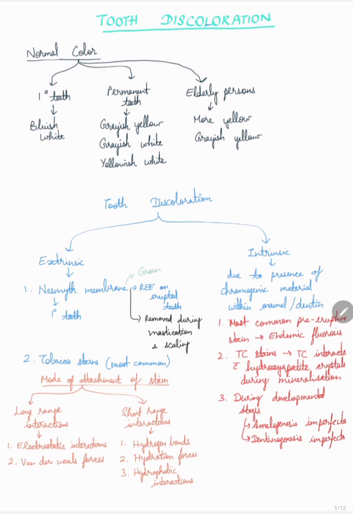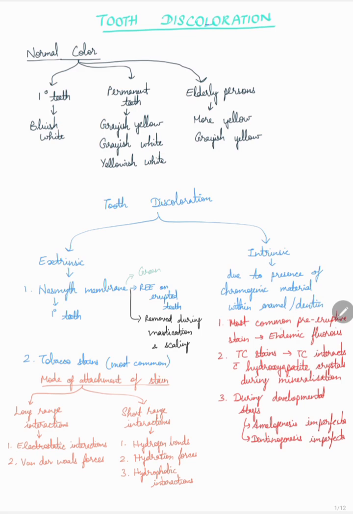So the mode of attachment of stain in extrinsic tooth discoloration can be due to long range interactions or short range interactions. Long range interactions include electrostatic interactions and van der Waals forces, and short range interactions include hydrogen bonds, hydration forces, or hydrophilic interactions. In intrinsic tooth discoloration, it is due to the presence of chromogenic material within the enamel and dentin or dentin.